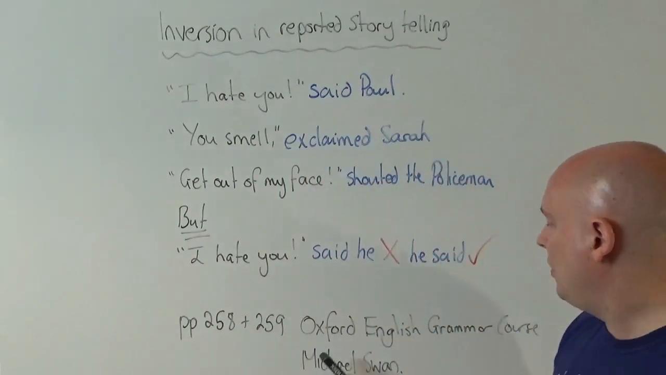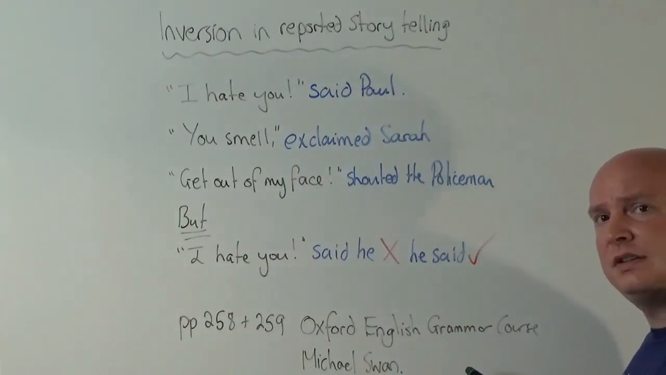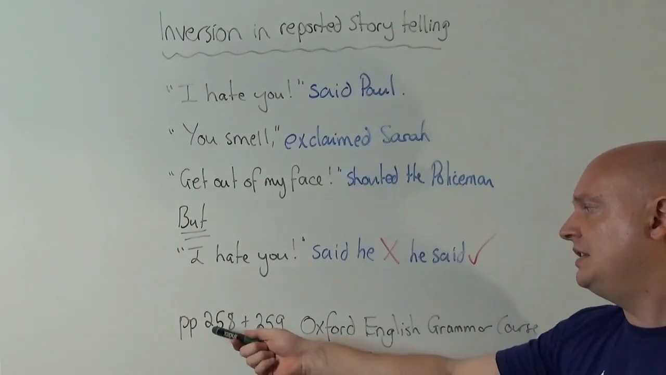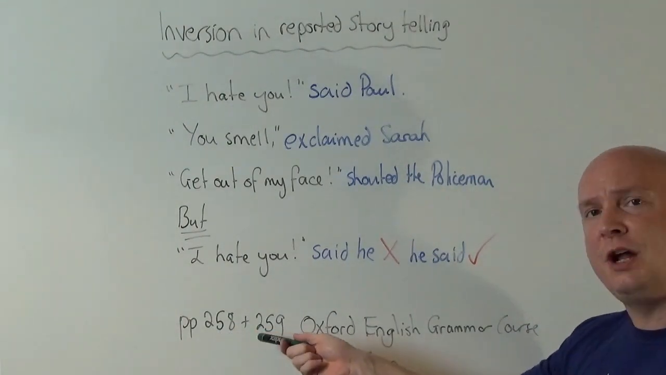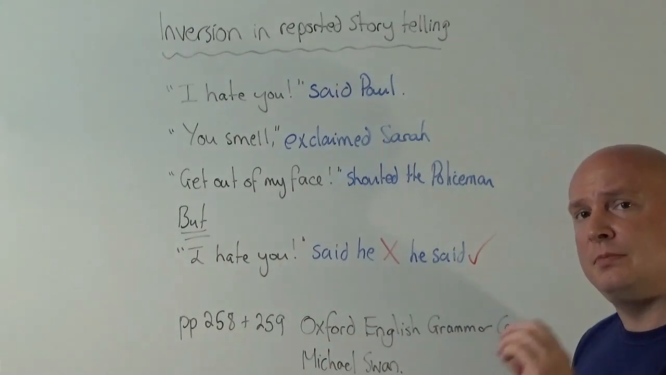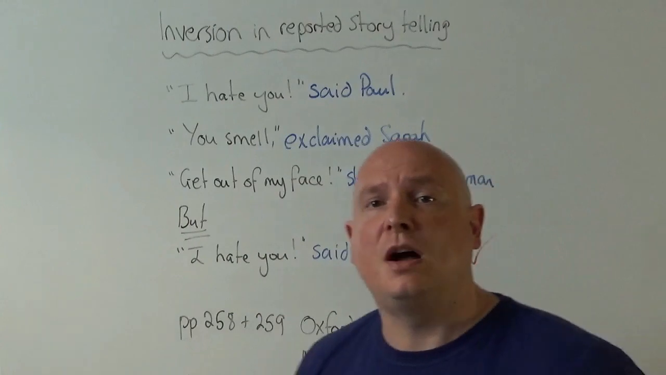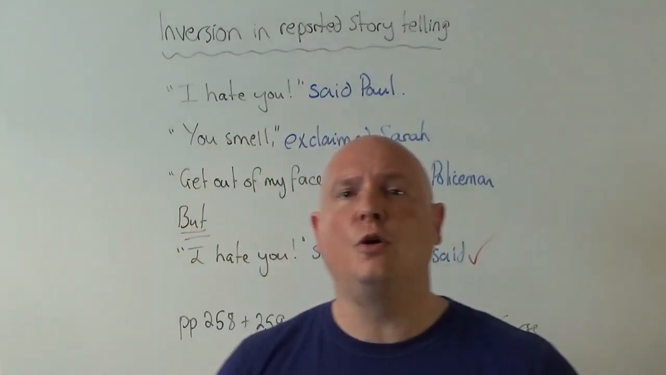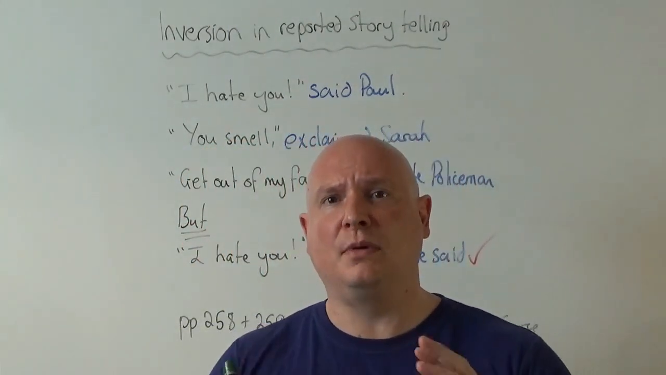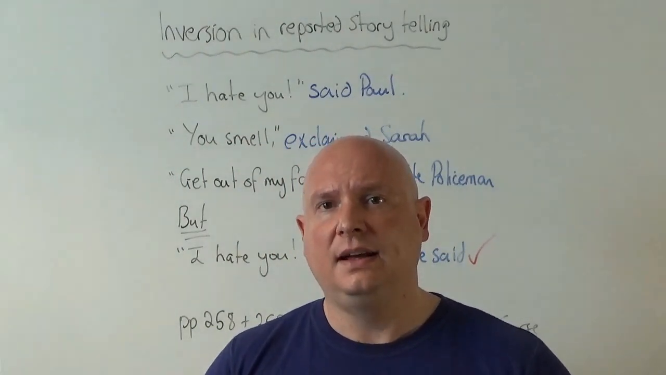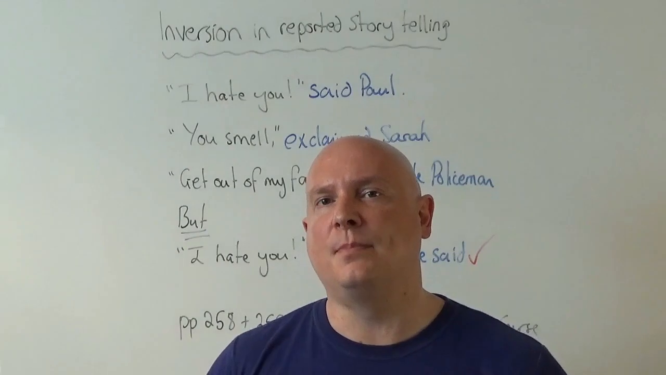It is called Oxford English Grammar Course by Michael Swan. And the pages are 258 and 259. There are some exercises there on inversion, so it's something. It's better than nothing. Michael Swan is my hero when it comes to grammar books, because no one explains it as well as this guy. His books seriously are my Bible.